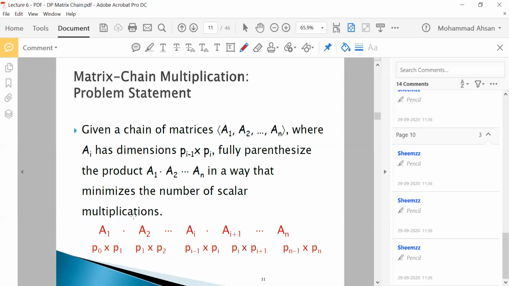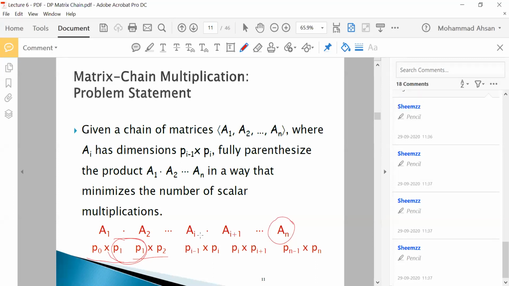Since it's a mathematical problem, let's say you have to write code for this. If you are given a chain of matrices, you first need to know the length of the chain. So your N gives you the length of the chain. Then for each matrix, you have to store the order of the matrix. If for A1 the order is P0, P1, then definitely for A2 the order will be P1, P2, because this part has to be common. This will go on till you reach the nth matrix.